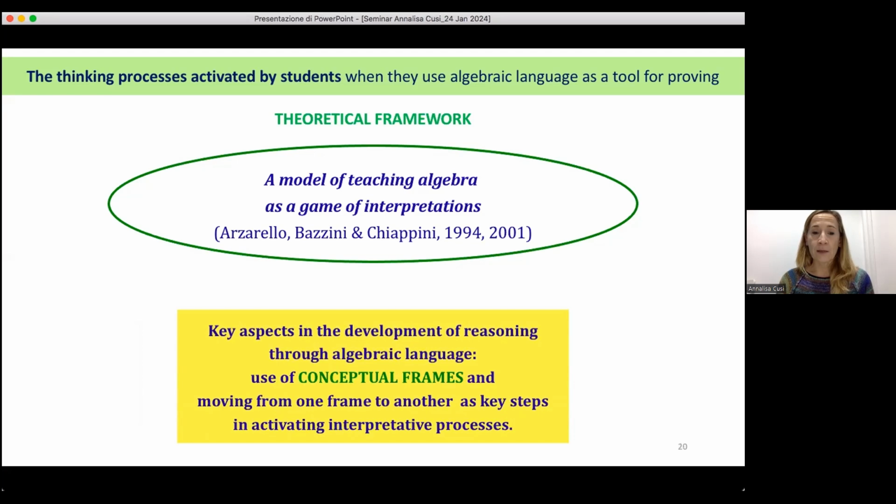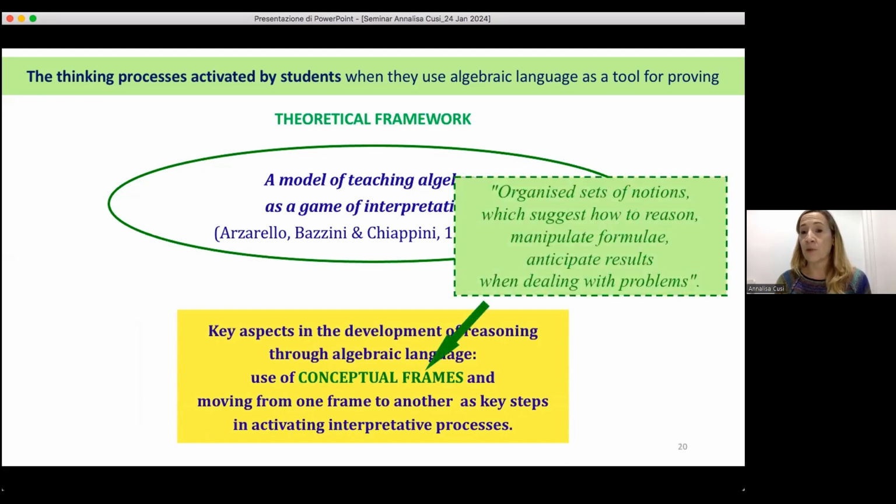And so they stressed the key role played by conceptual frames. Conceptual frames are defined by them as organized sets of notions which suggest how to reason, how to manipulate formulas, how to anticipate results when dealing with problems. They stress that reasoning through algebraic language is strictly related to the use of frames and to the capability of moving from one frame to another in order to interpret what is constructed through the manipulation of algebraic formulas.